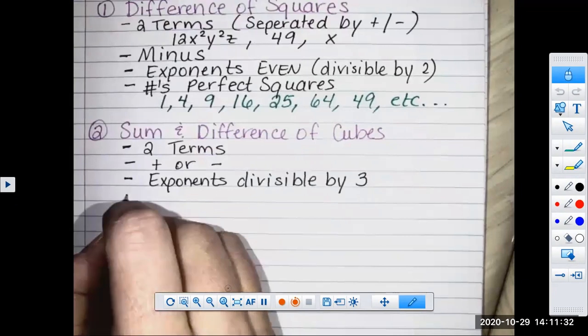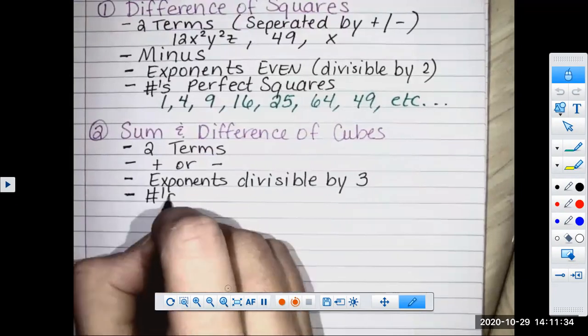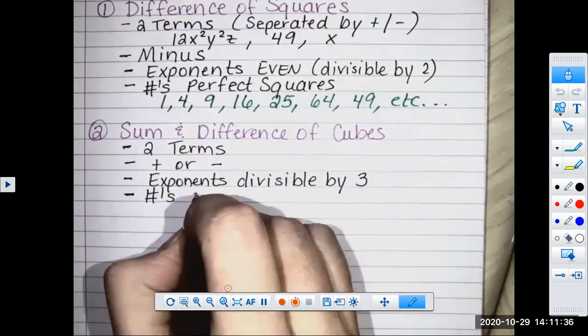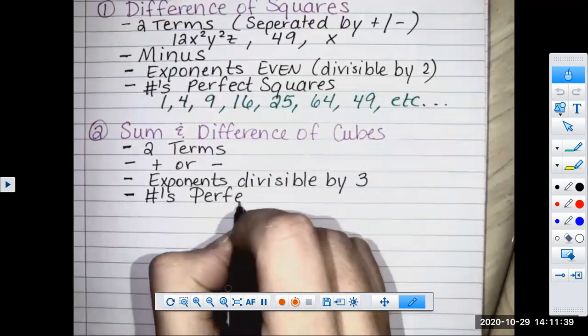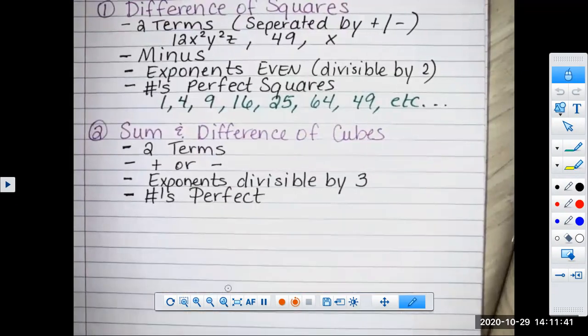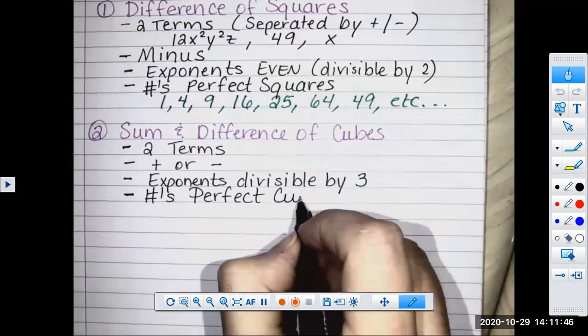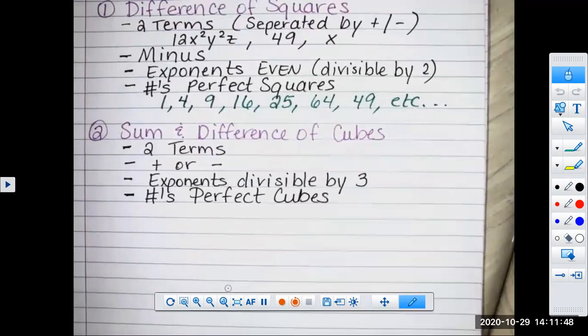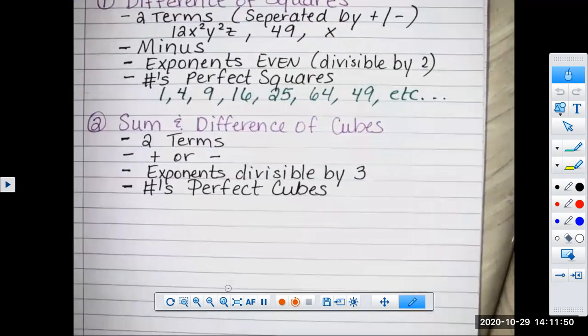Okay. Now, your numbers have to be perfect cubes. If we had perfect squares, then these numbers have to be perfect cubes. And what makes a number a perfect cube is you can take what's called the cube root of it. How many of you have a calculator, either scientific or graphing? Doesn't matter. Get it out. I'm going to show you how you can find the cube root of a number on it.